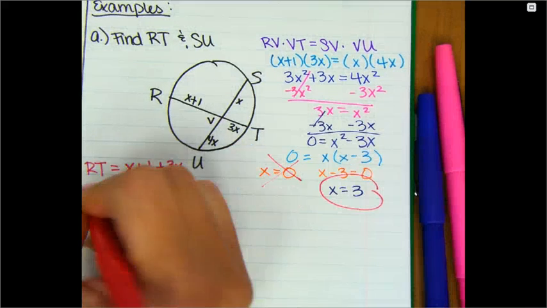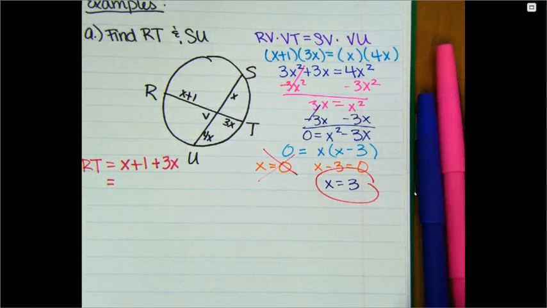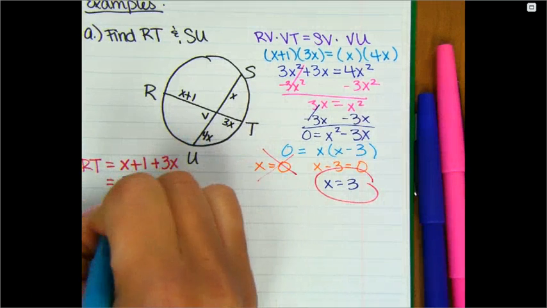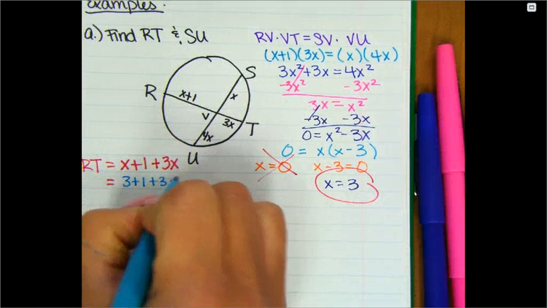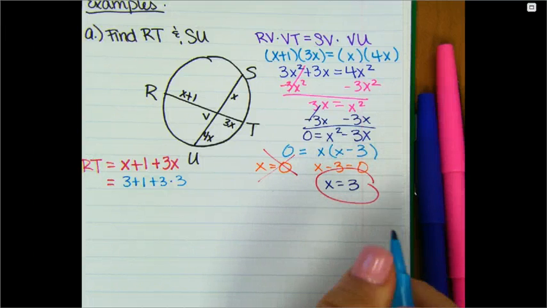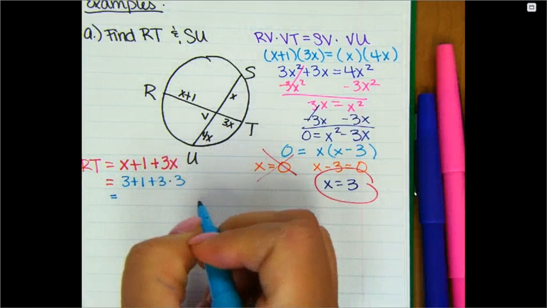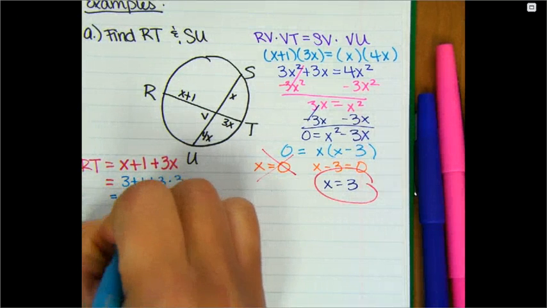So then you plug in your 3, because that's how you find the segment length. So I get 3 plus 1 plus 3 times 3. Okay, never mind, I'm right. So what do I get? It's like 4 plus 9, 13, which is 13.